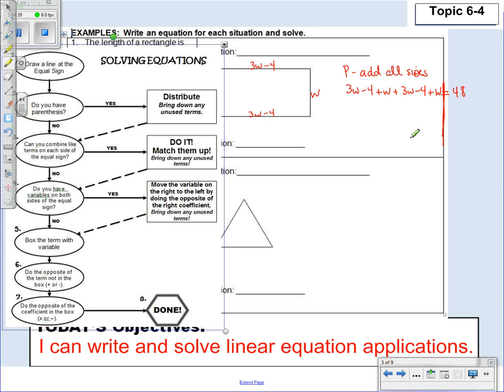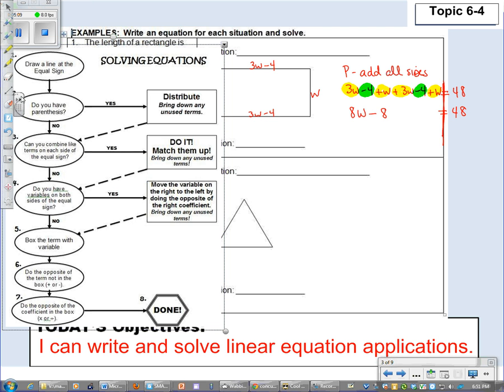You may circle or box yours. First one we have is a 3w, combined with a w, combined with a 3w, combined with a w. So that's a total of 8 w's. Then we're going to combine our -4 and -4, or -4 plus a -4. Some of you might like to think of it that way. That'll give us a negative 8. That is going to be equal to 48. So we have just done step 3.